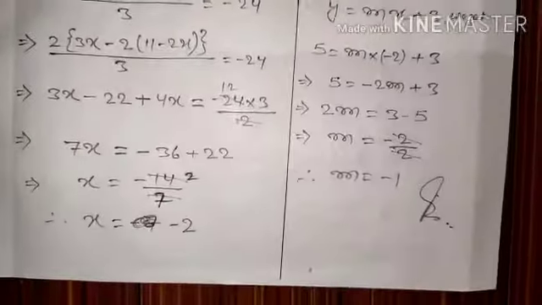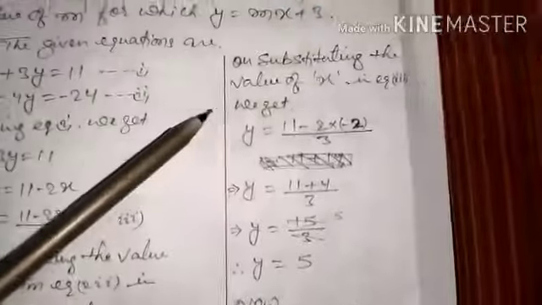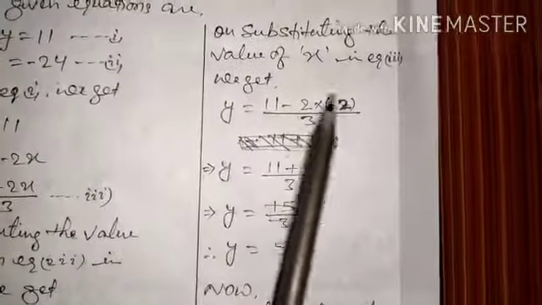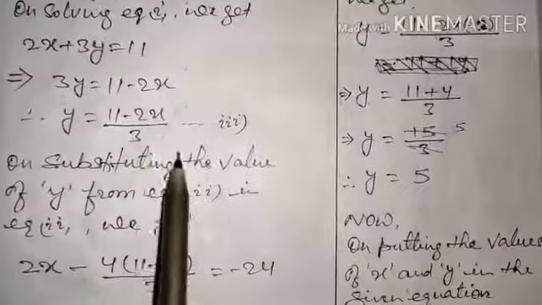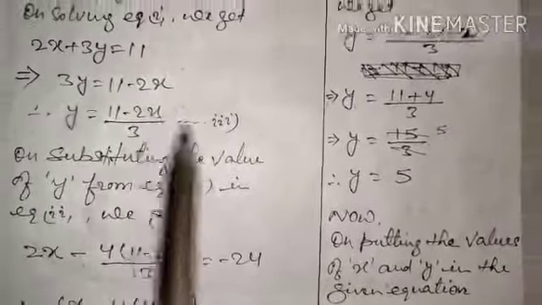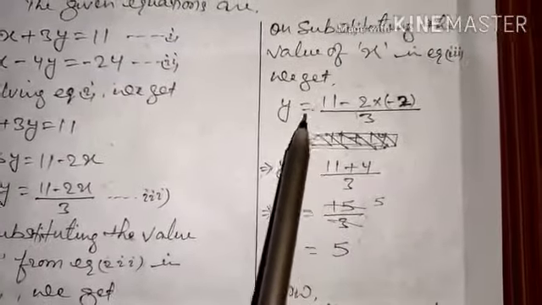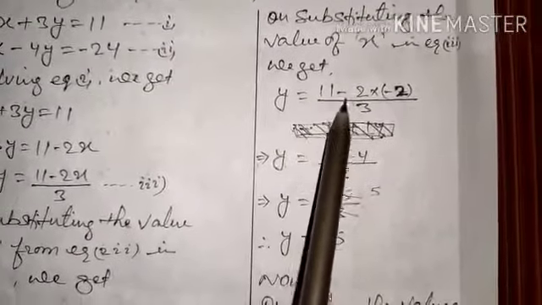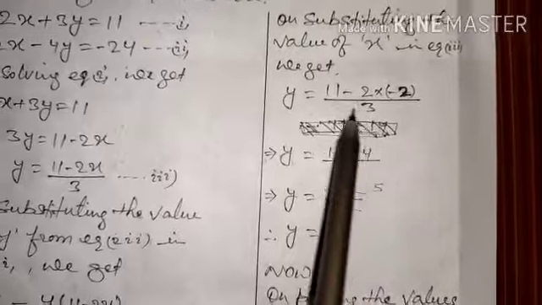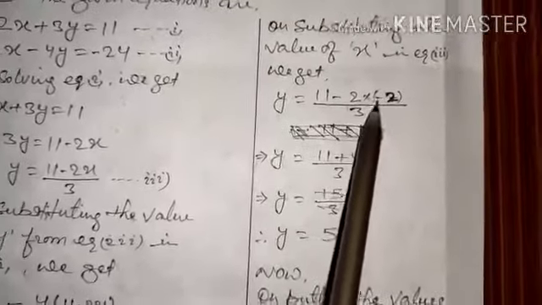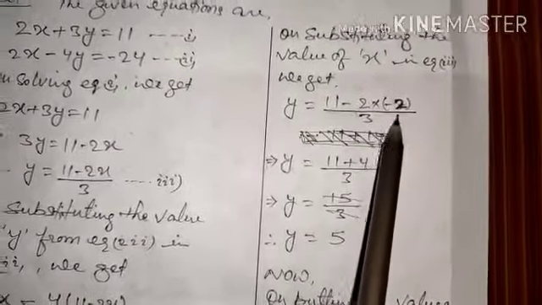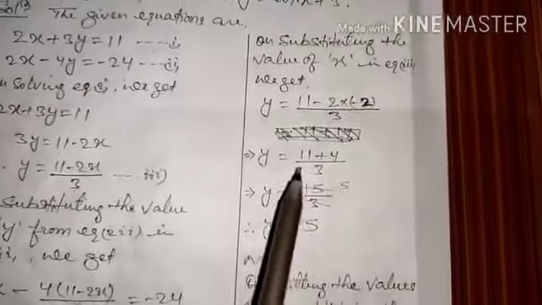Now just look at this. On substituting the value of x in equation third, we get... okay, now we have the equation third, in this we'll substitute the value of x, so we'll find out the value of y. So we are doing that. 11 minus 2 into minus 2 under bracket divided by 3. Since it is minus, that's why I put it in the bracket, so that it will be easy for us to calculate.